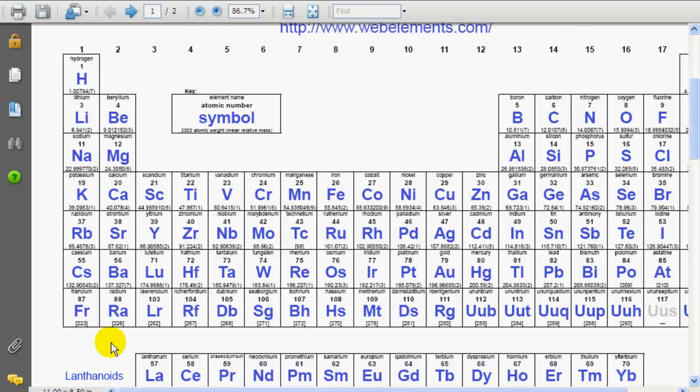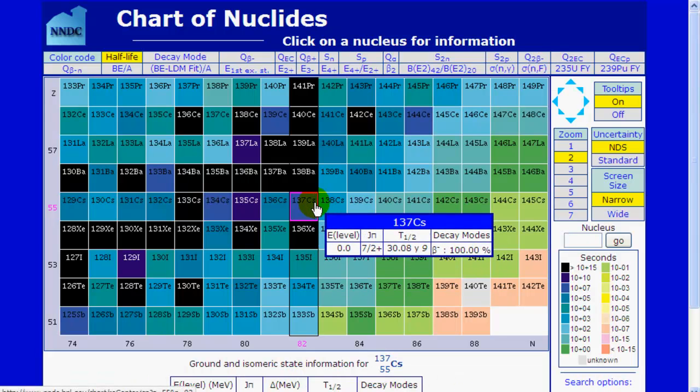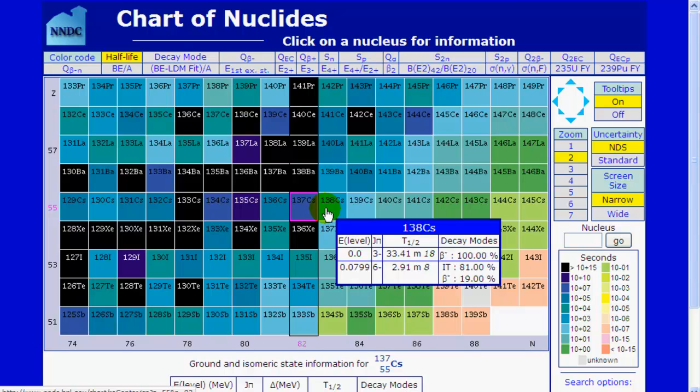Now, why is it the 137 isotope of cesium that you hear about in the news? Why not 136 or 138? They're all being produced by this nuclear fission. Well, if you look at this chart where it shows the half-life, you can see that 137 has a half-life of 30 years, whereas 138, which you don't hear about, has a half-life of 33 milliseconds. And that's why you don't hear about it.